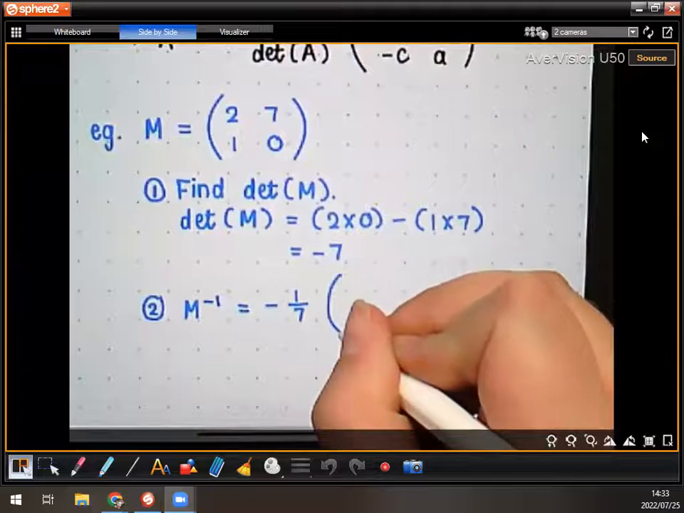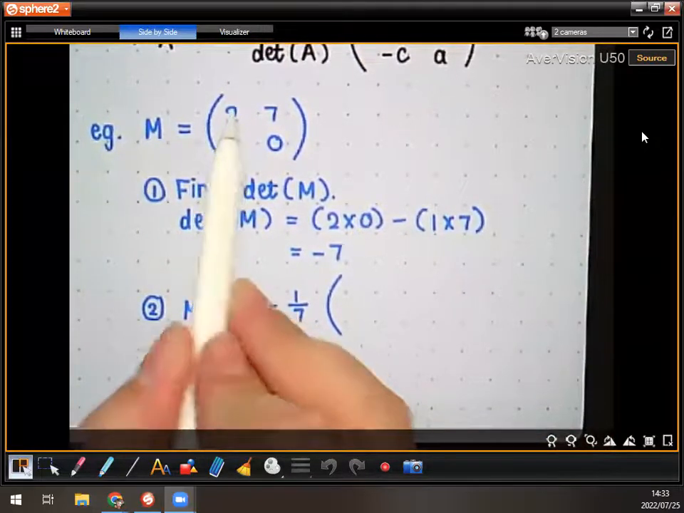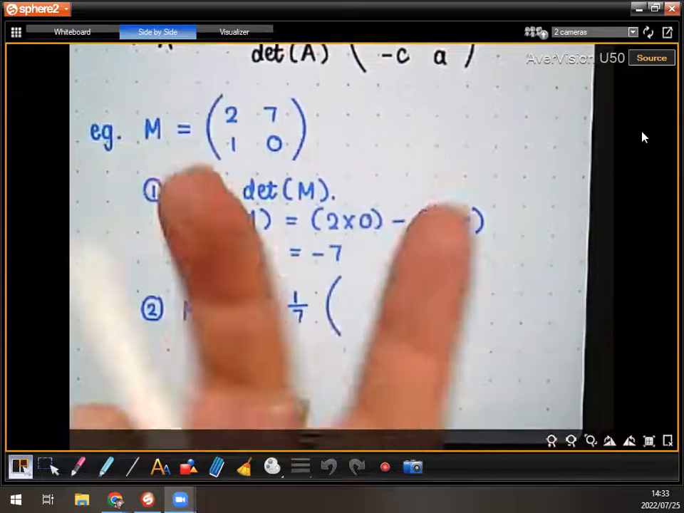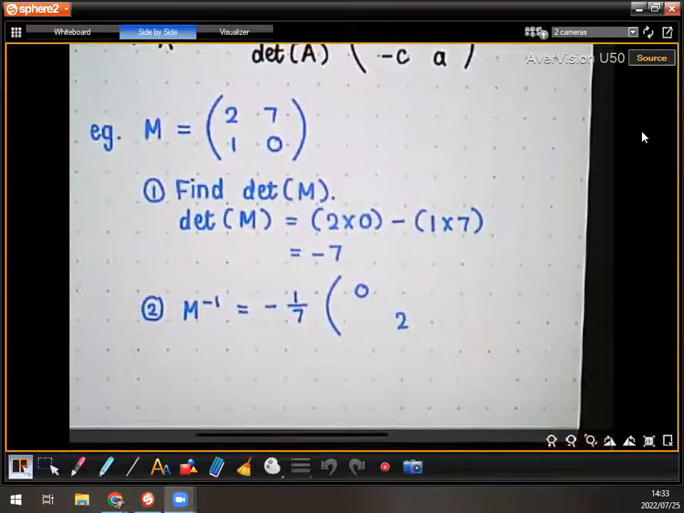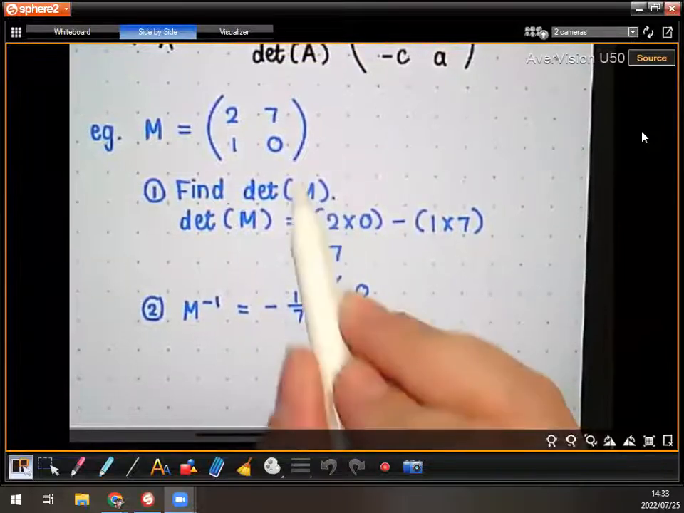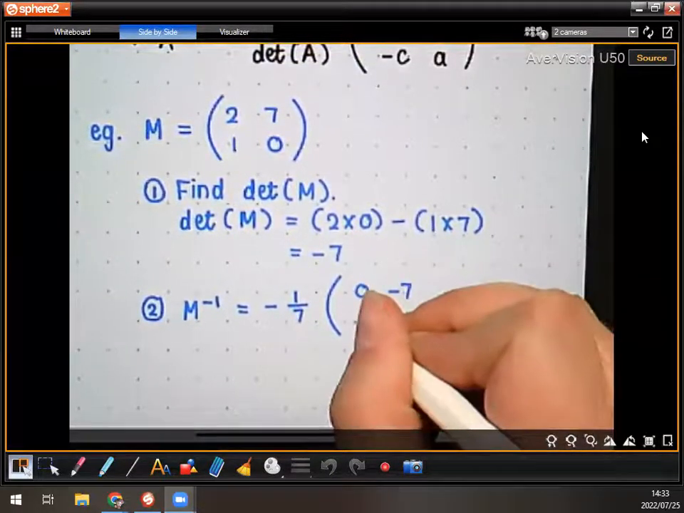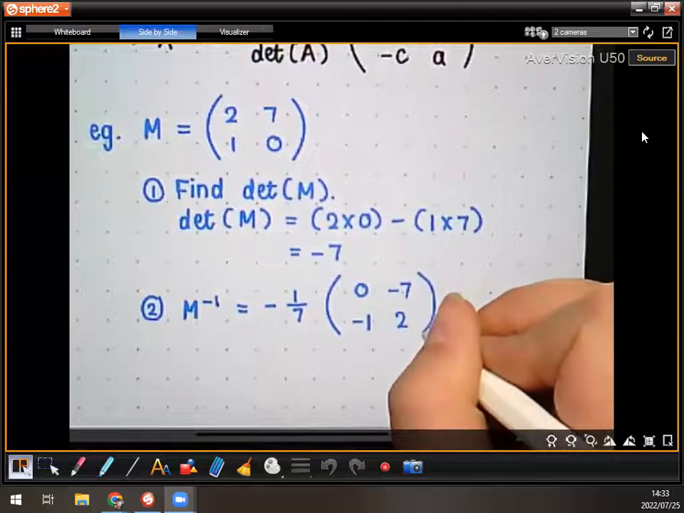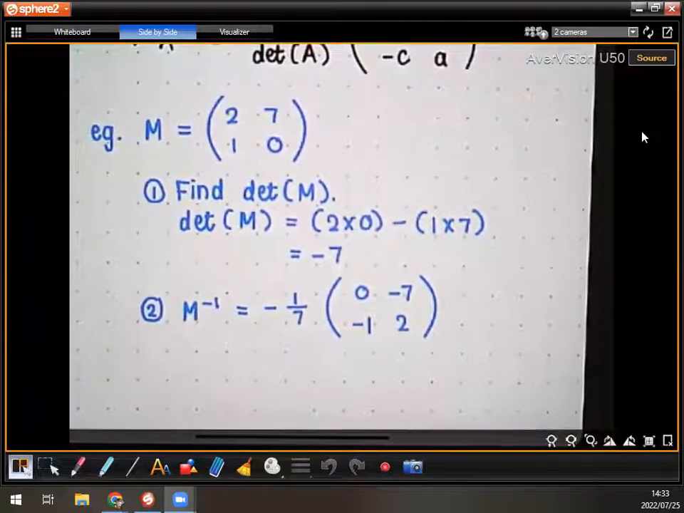You put your brackets down. Now remember what must we do? The elements in the leading diagonal we swap. So that's going to become 0 and 2. And the other two elements we leave them where they are, but we change their signs. And that is the inverse.